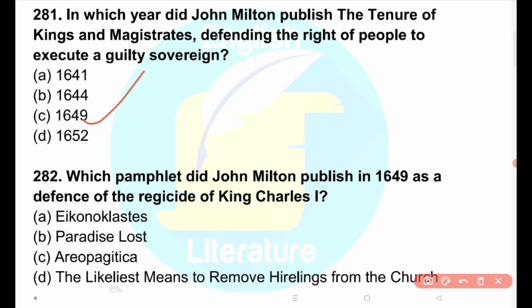Option A, Iconoclastes. In 1649, it was written as a rebuttal to Eikon Basilike, which glorified Charles I. Milton attacked the image of Charles as a martyr and defended his execution.